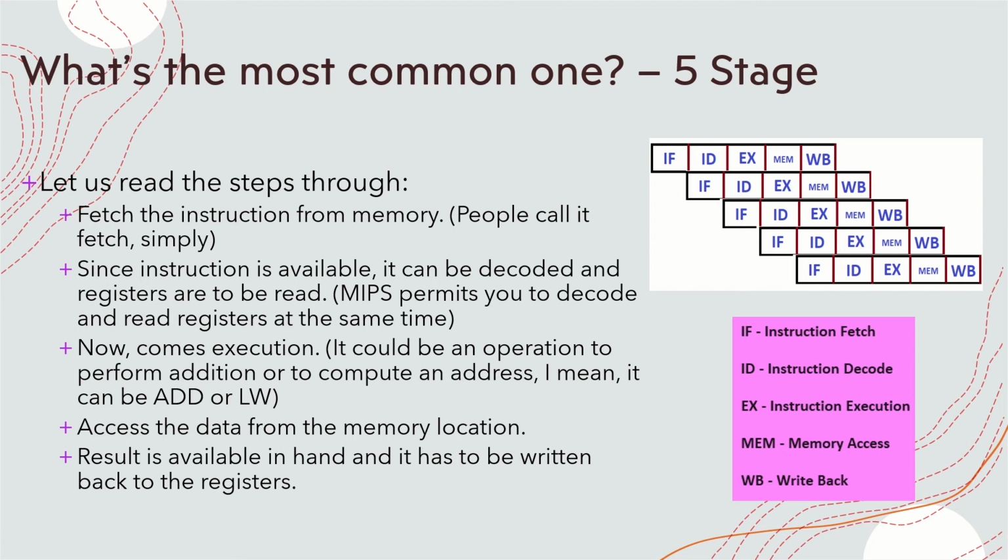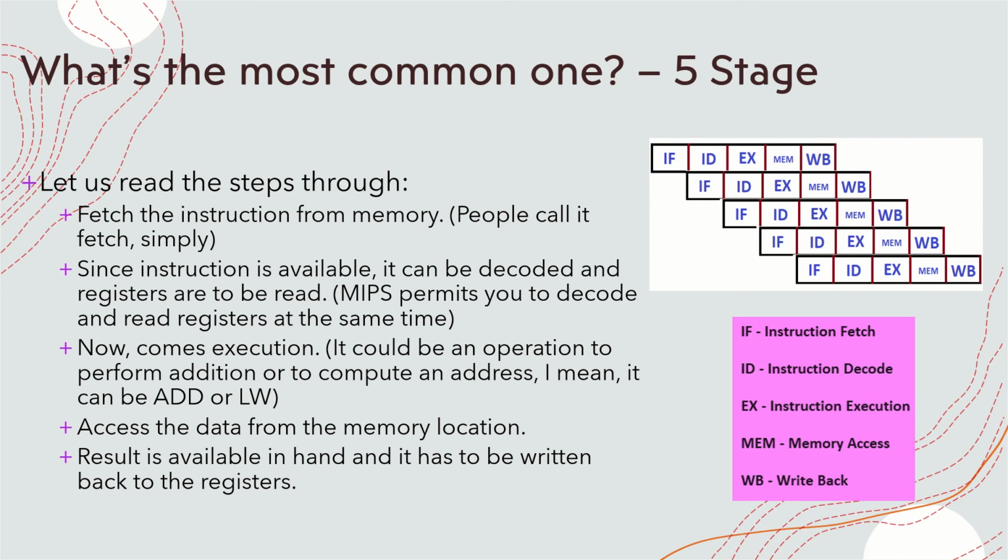When you talk about MIPS architectures, the major advantage of MIPS is that it permits you to decode and read registers at the same point in time. So you can call it the instruction decode and read register stage together. And the next stage is very important and it is called execution. This is where the core operation is done. Whatever operation, take it as addition, subtraction, multiplication or load word or store word, the operation happens here and that is called the execution stage.